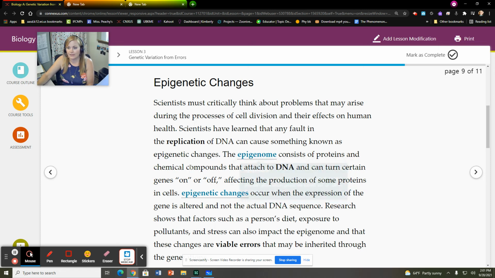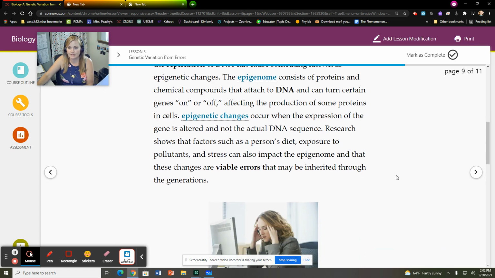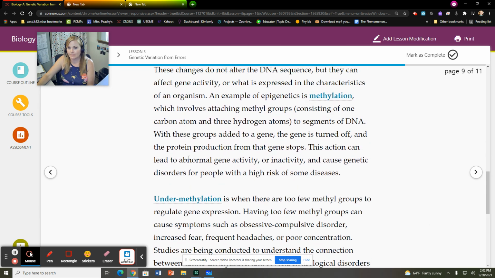And so the epigenome consists of proteins and chemical compounds that attach to DNA and can turn certain genes on or off, affecting the production of proteins in cells. Epigenetic changes occur when the expression of the gene is altered and not the actual DNA sequence. So instead of mutating the DNA, it's altering what is actually being transcribed and translated from the DNA. It's affecting the reading of the DNA. It's either causing the reading not to happen too much, or to happen too little. Okay? And so it talks about some processes here.